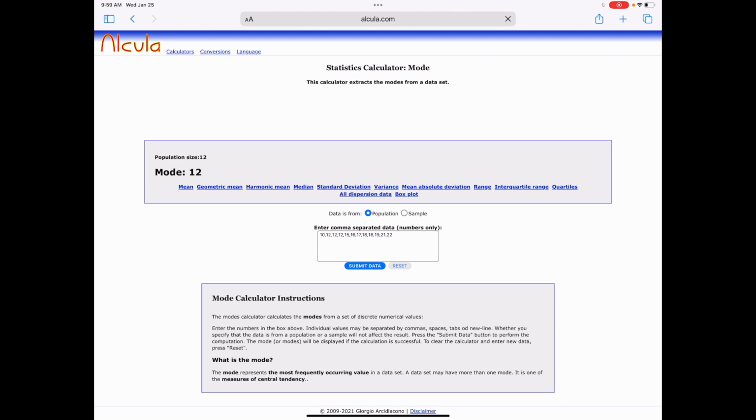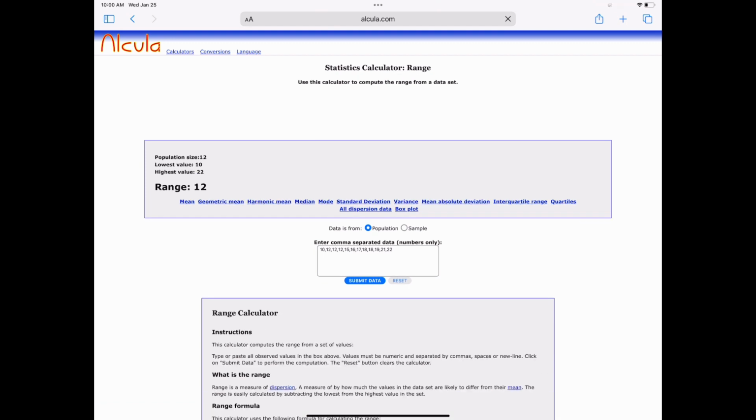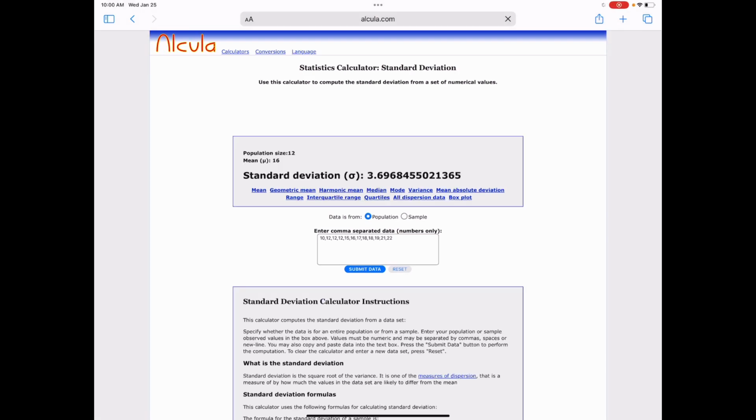And then to do the range, I'll click on the range. The range is also 12, so 12 times 3 would be 36. And then finally, I'll do the standard deviation, so I'll click on standard deviation. And you can see the standard deviation is approximately 3.7 if I rounded it to the nearest tenth. So 3.7 times 3 would be about 11.1.